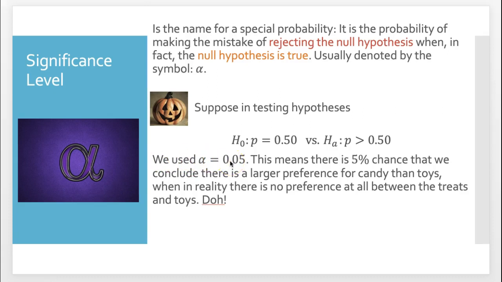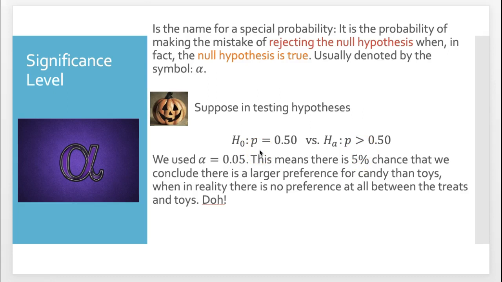And we'll talk more about how they're selected. But right now, they're all going to be like 0.01, 0.05, 0.1. They're going to be small because we want this type 1 error to be small. But we'll talk about how we pick these later. But here, what does that mean? It says this means there's a 5% chance that we conclude there is a larger preference for candy than toys, when in reality there is no preference at all between the treats and toys. So what it means is that we're rejecting this claim and concluding the alternative when in fact the null is true.